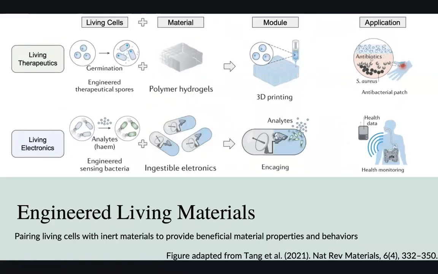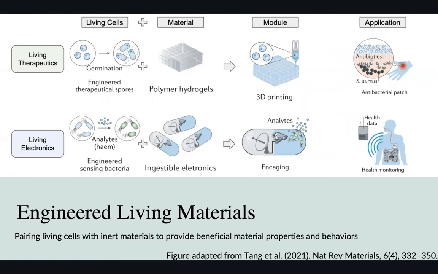Engineered living materials pair living organisms with inert materials to give the final product the dynamic sensing and actuating abilities of living systems, while benefiting from the stability and consistency inert materials provide. An example of this is a living therapeutic that incorporates antibacterial producing organisms into a polymer hydrogel. The engineered spores produce the antibiotic upon sensing the pathogen. The result is an antibiotic patch that can sense the harmful bacteria and kill it when it's present.